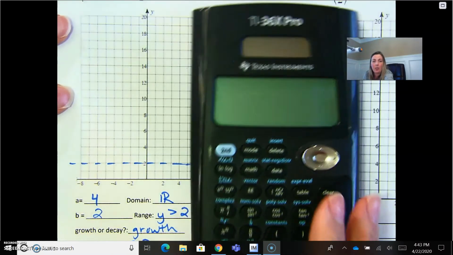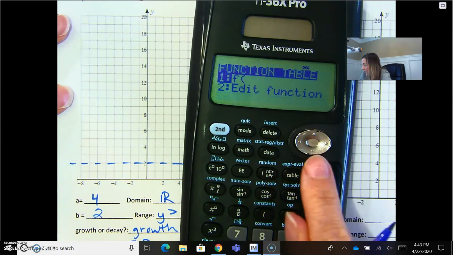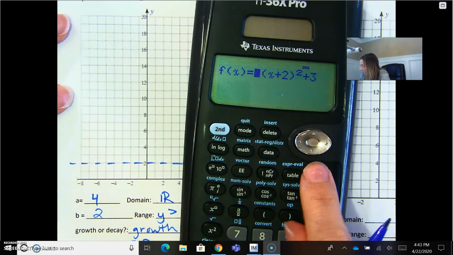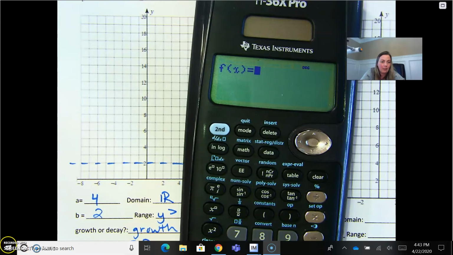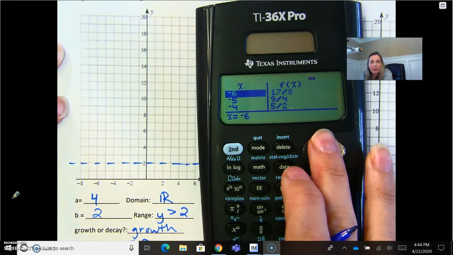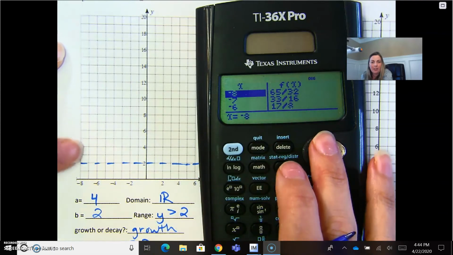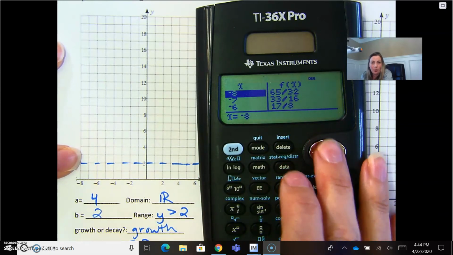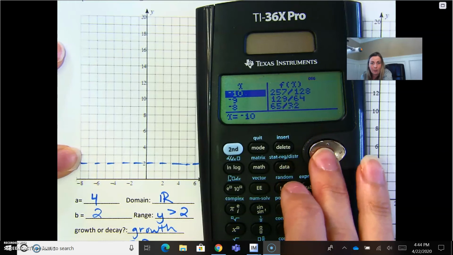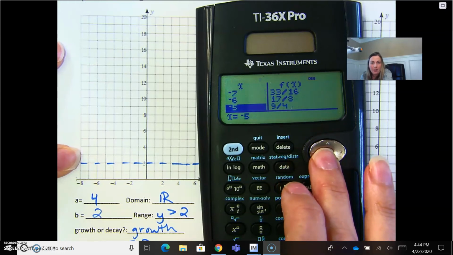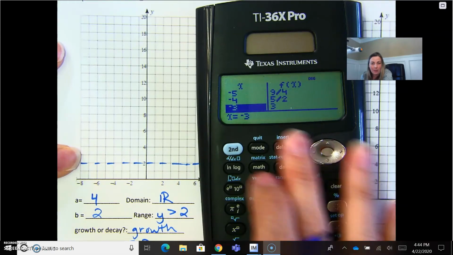So one way that you could tackle that is by heading on over to that table feature and typing this equation in. Once you're there, you can arrow through and find some values that you want to graph. You notice as you get more and more negative, it just gets closer and closer and closer to 2. Right? It's getting closer and closer to +2. But I'm going to start heading towards the right on some numbers that I can graph perfectly.